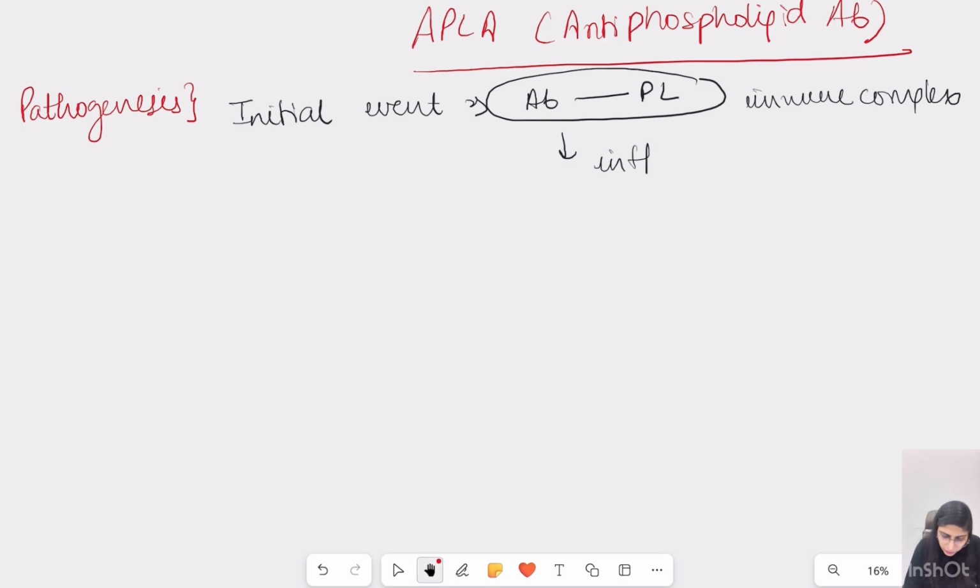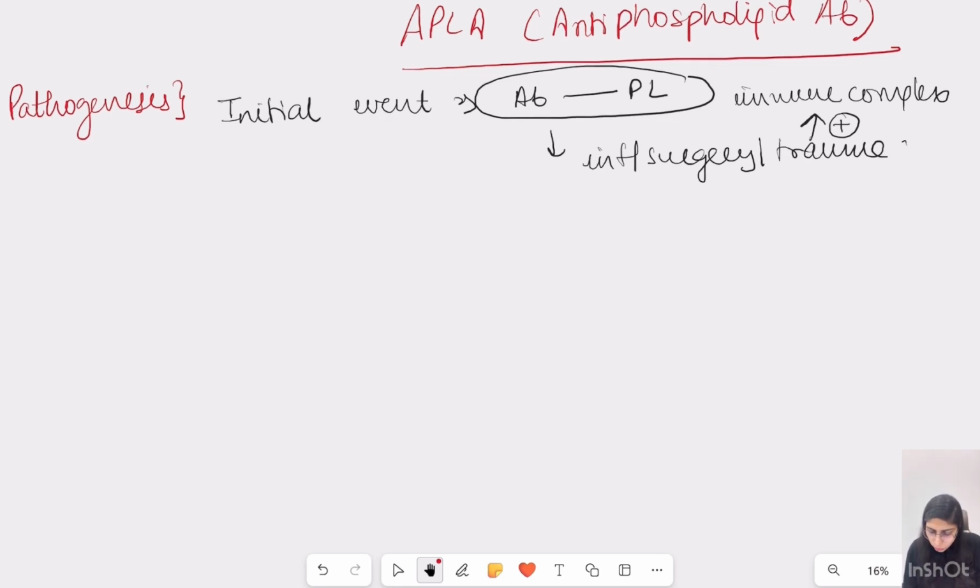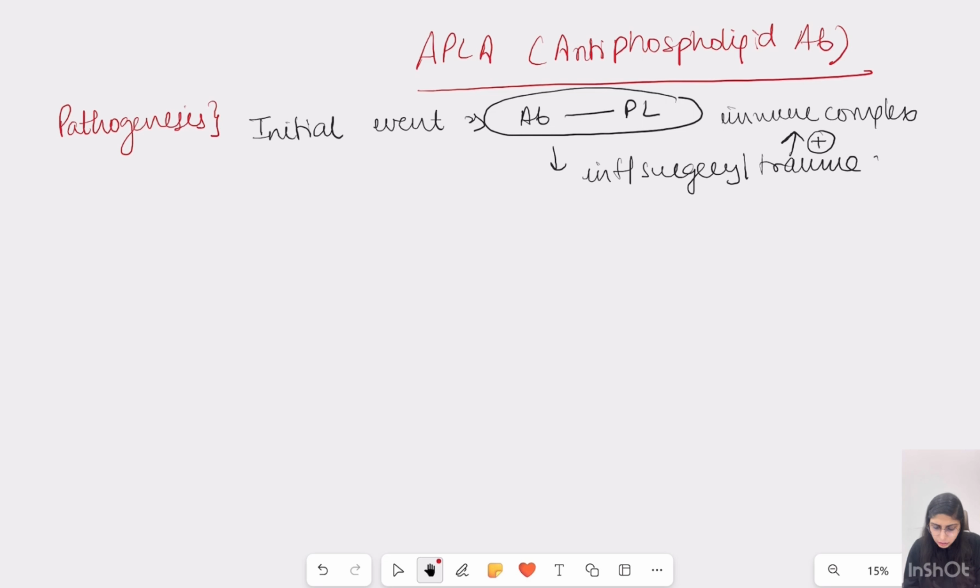So any infection, any surgery, any trauma can induce the formation of these immune complexes. So that's how it precipitates. A patient comes with a history that before surgery everything was okay, but after surgery these are the features that are there, and you find that the features are fitting into the criteria of APS or APLA syndrome. APS is antiphospholipid syndrome or APLA syndrome. Then you know that yes, it can be incited by an event like an infection, surgery, or trauma.